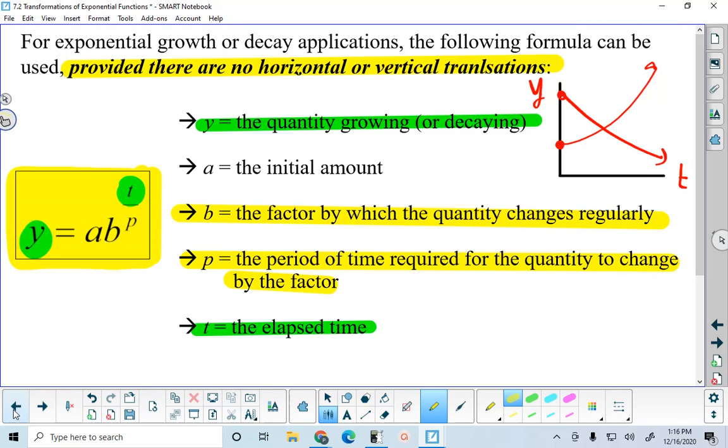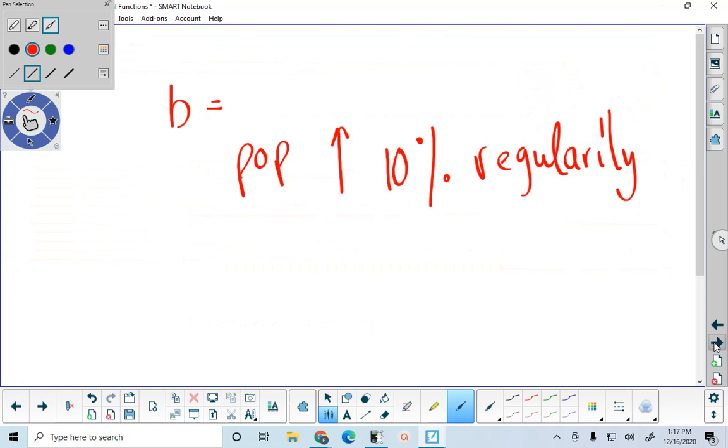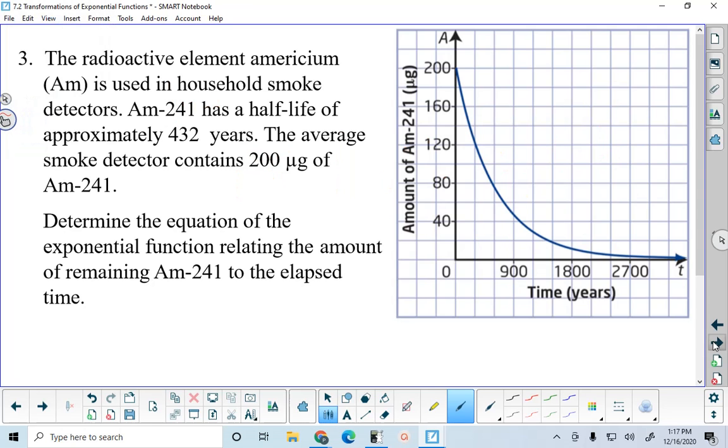A is the initial amount. It's the y-intercept. We can even make a note here if you're adding to your notes that this is A. So we have y on the vertical axis, t on the horizontal axis, and that's A. So we are going to do, I believe, one example here dealing with that, and then we will be done with this lesson.